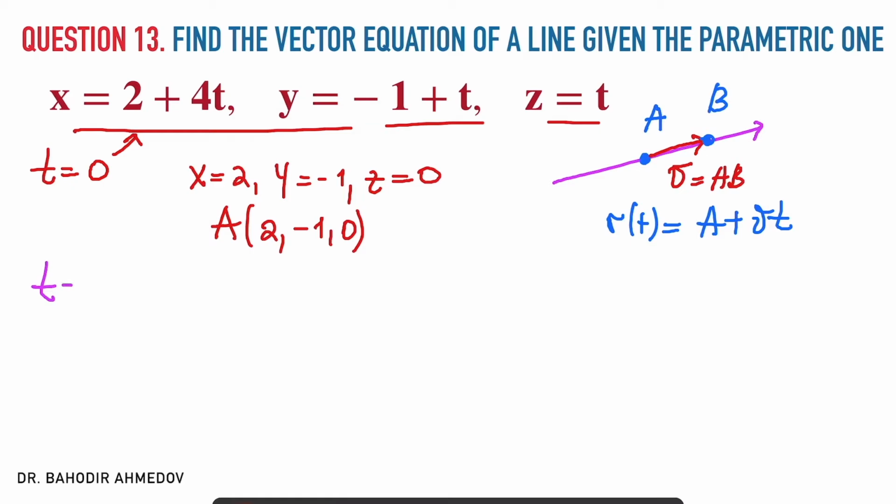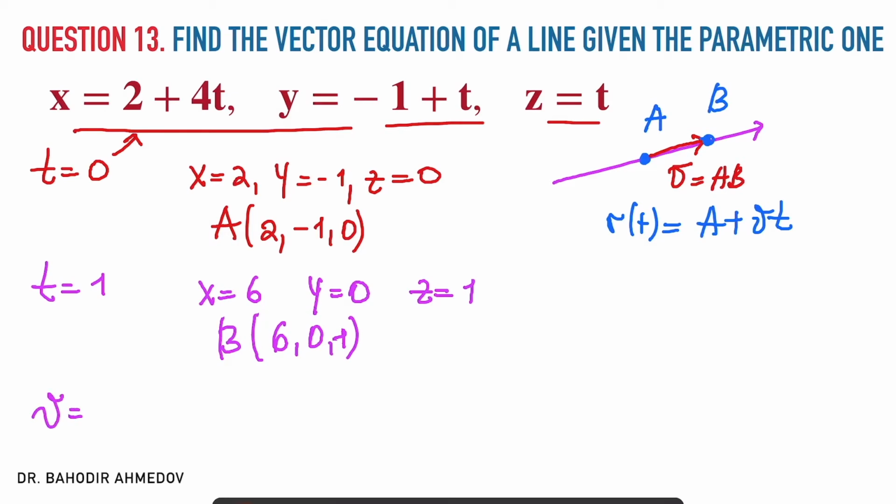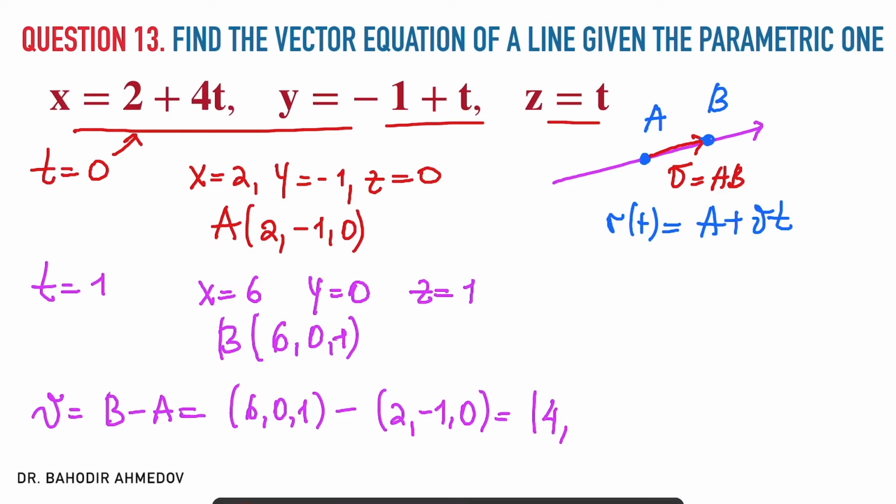And now I'm just going to put, for example, t equal to 1. So in this case, x is going to be equal to 6, y is going to be equal to 0, z is going to be equal to 1. That's going to be the second point, (6, 0, 1). And the v is going to be the position vector AB, which can be obtained by subtracting the starting point from the ending point. It's going to be (6, 0, 1) minus (2, -1, 0). Well, that's going to be (4, 1, 1). That's going to be the v vector.